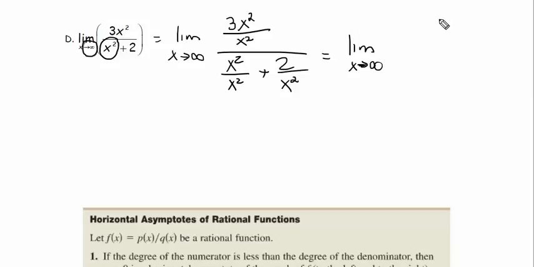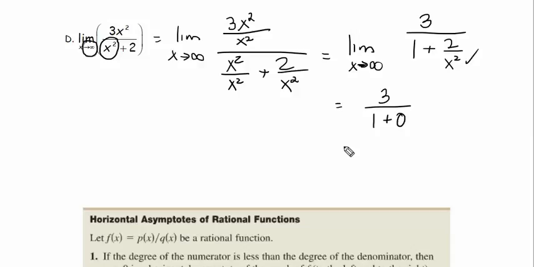Let's simplify that now. So 3 over 1 plus 2 over x squared. And anything with the x in the denominator now goes to 0, so 3 over 1 plus 0, or just 3. Alright, so this could get a little bit harder, but not really.